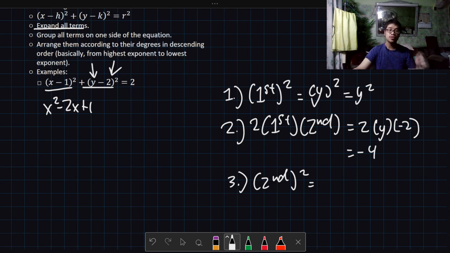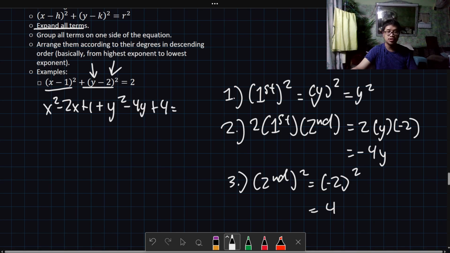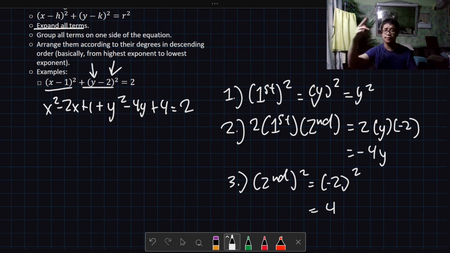And lastly, you square the second term, on the right side. So negative 2 times negative 2, or negative 2 squared, the answer is 4. Now you add them together, and that is your result. So you will have y squared minus 4y plus 4 is equal to 2. That's it. Don't worry, we have a couple of examples, so let's have a few practice.